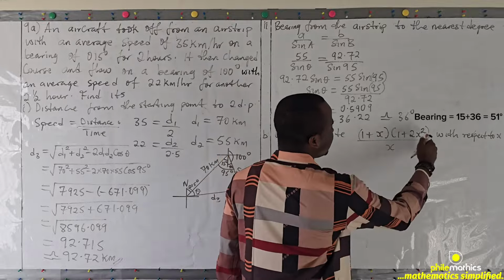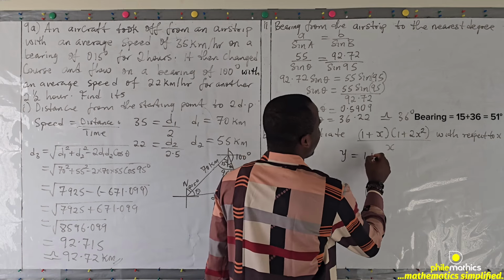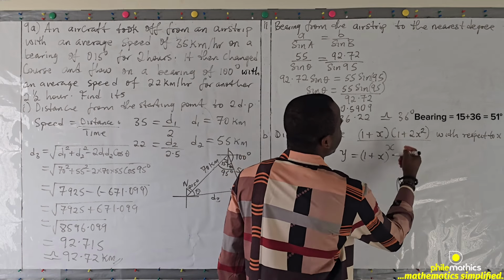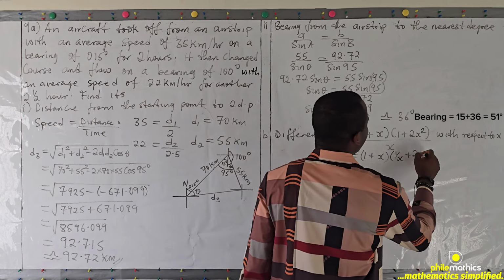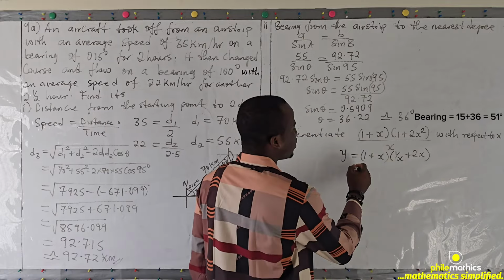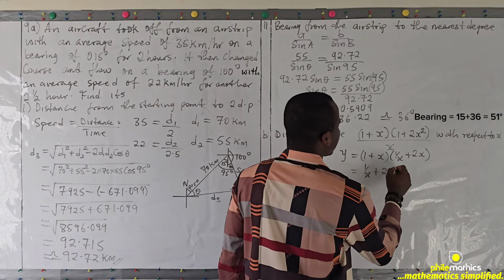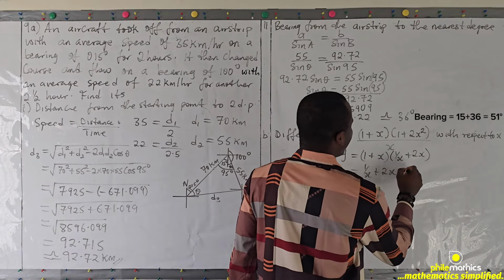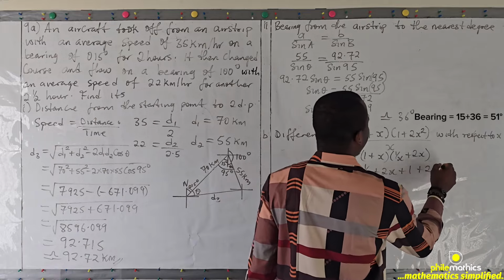So if I divide this, let's call this y. I have 1 plus x. If I divide this by x, I will have 1 over x plus 2x. If I open the bracket, I will have 1 over x plus 2x. This is plus 1 plus 2x squared.